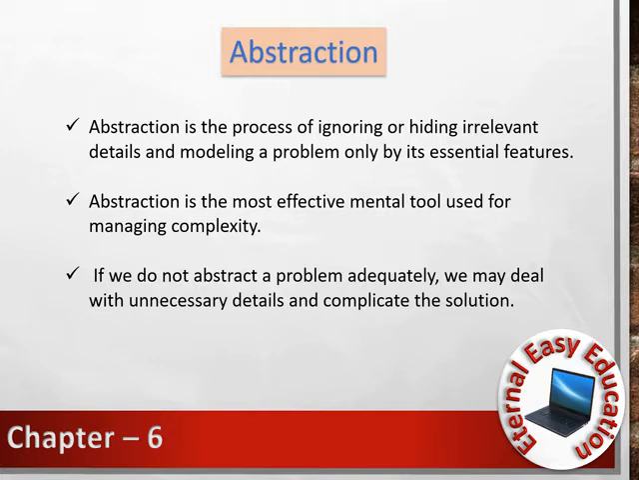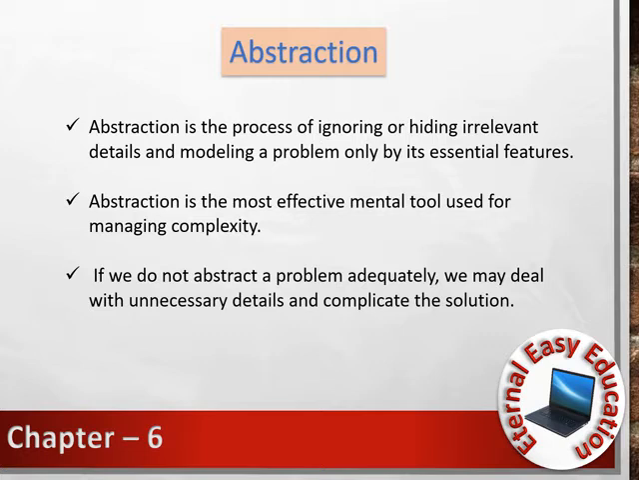So the abstraction gives only the important or essential features which are required for a person. That means, in simple words, a car driver need not be a mechanic. A driver can know only the essential things. He doesn't need to be a mechanic to know all the details behind the working process. So abstraction is the most effective mental tool used for managing complexity. If we do not abstract a problem adequately, that means if you didn't abstract a problem to the essential things, we may deal with unnecessary details and complicate the solution.